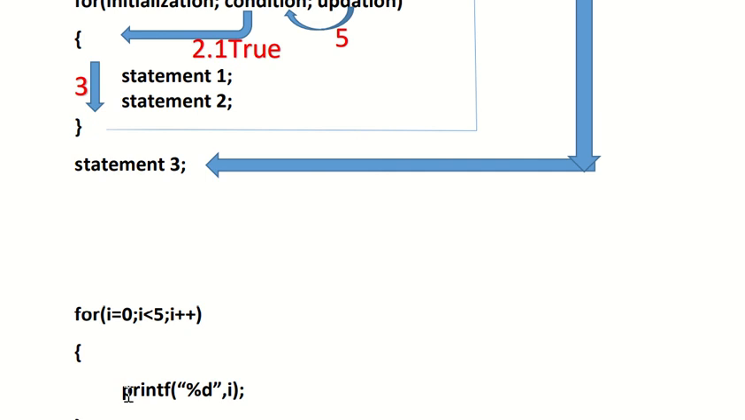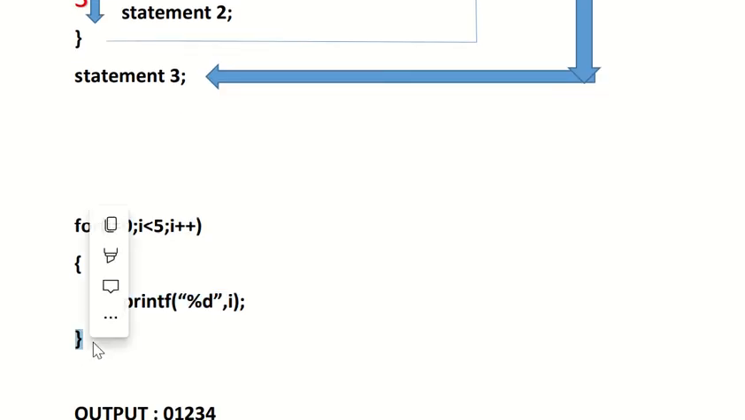Inside the for loop we have only one statement, that is printf, and you print the value of i. So the first time it will print 0. Then the closing bracket means the updation part. As per this example, i plus plus means we are incrementing the value of i by 1. So now i is 1. Again we check the condition, 1 less than 5. If it is true, again the same thing. But if it is false, then come out of this for loop.